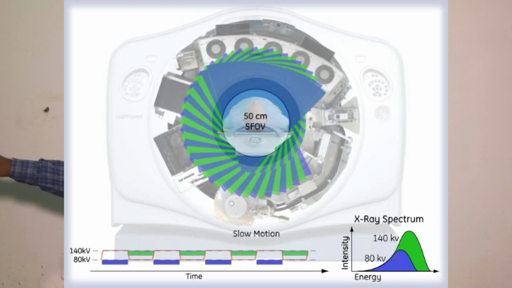Internally, inside the system, it will switch the MA. At a lower KV, MA will be higher, and at a higher KV, MA will be lower. So it modulates MA during the acquisition and during the rotation. Okay.